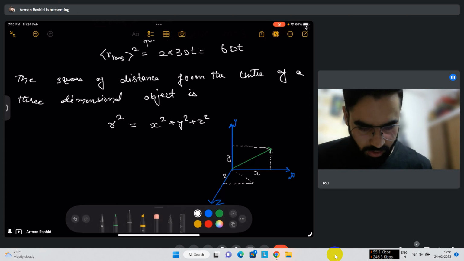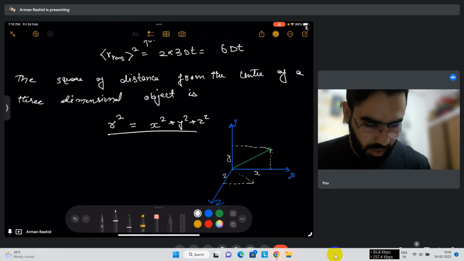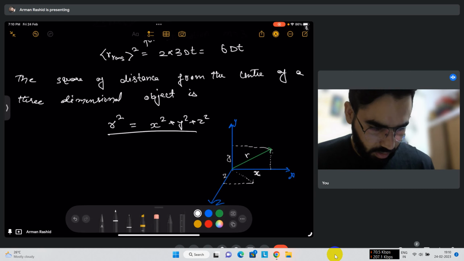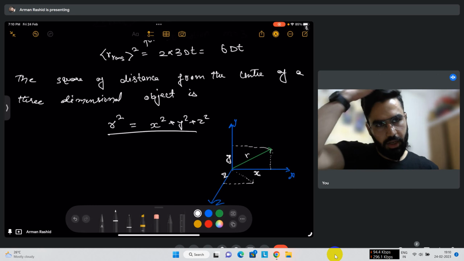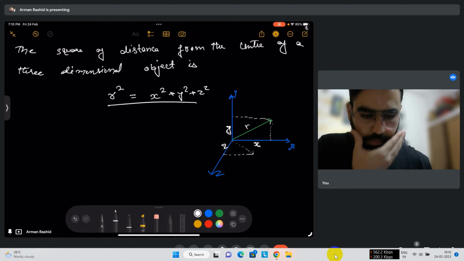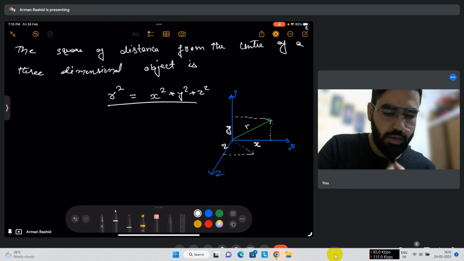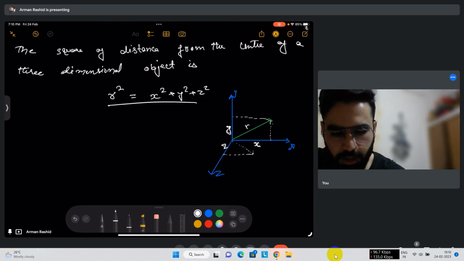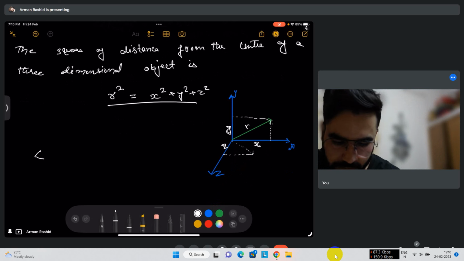Okay, so for this we can define this equation. This is r, this is x, this is y, and this is z, for this object. Okay, so this we have defined. Now if we have multiple particles and we want to determine the average, we'll take the average of all.